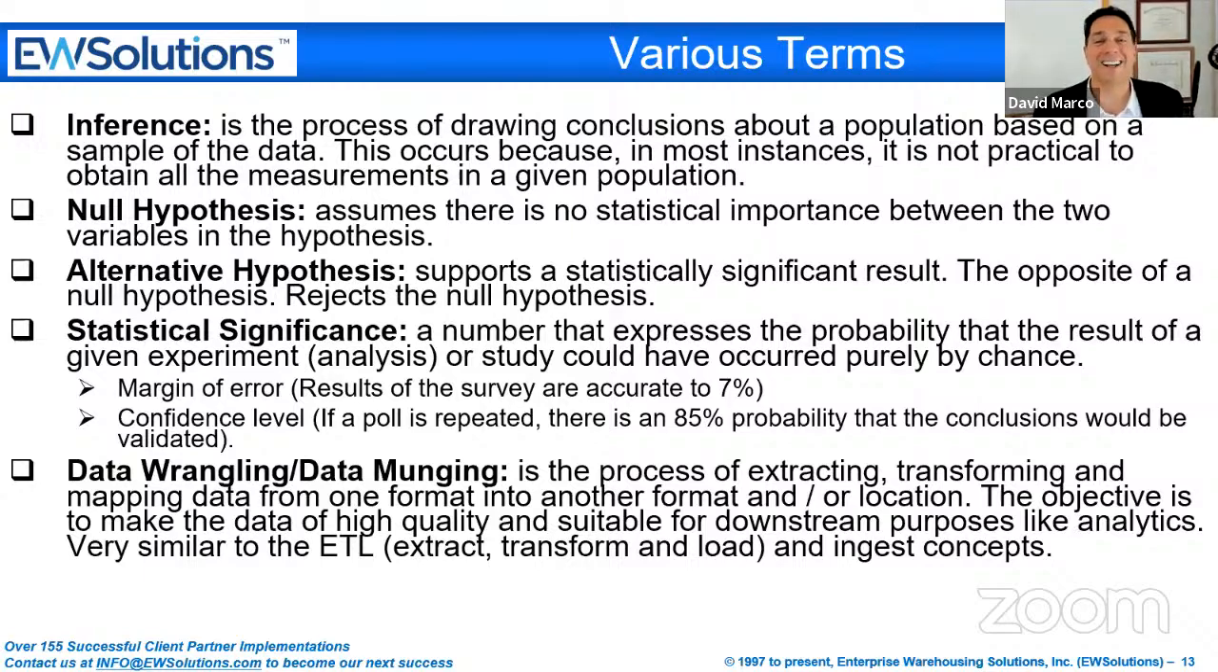But anyway, these terms are commonly used in analysis, and it's really talking about the process of extracting, transforming, and mapping data from one format into another format. The objective is to make the data high quality and suitable for downstream processes like analytics. This sounds just like ETL in my mind, because it's what we do in a data warehouse. Whether you have an ETL process, a data wrangling process, or an ingestion process, most of the time you're trying to do the same thing. Anyway, let me keep going.